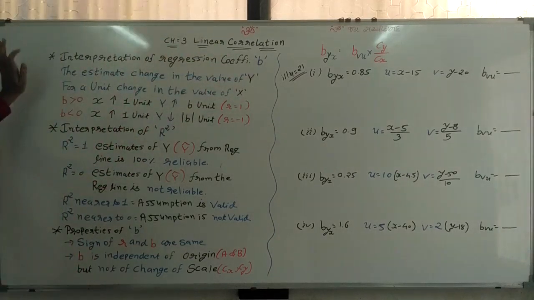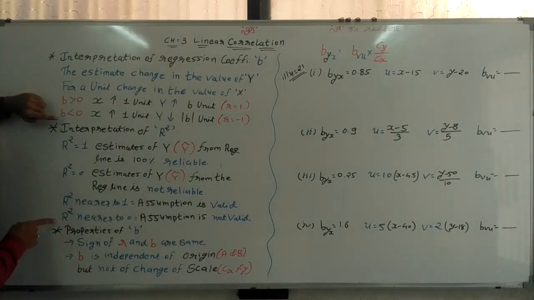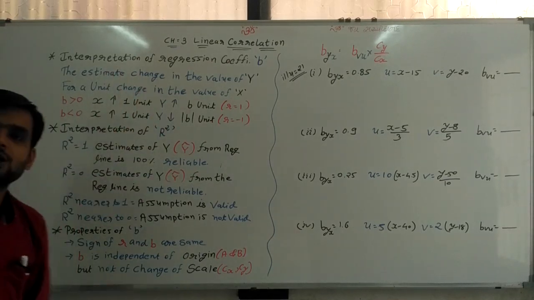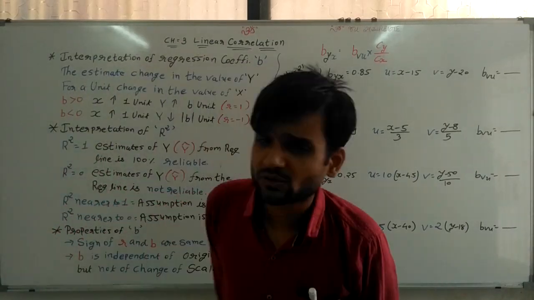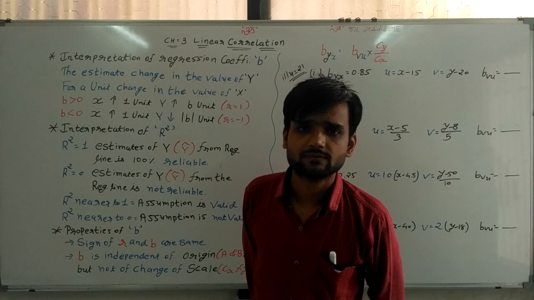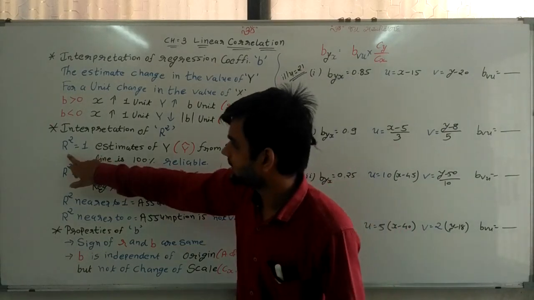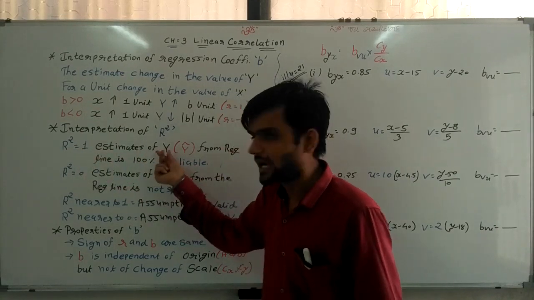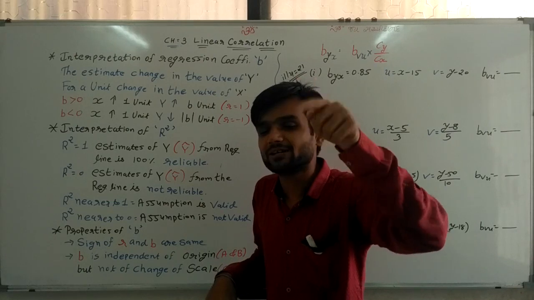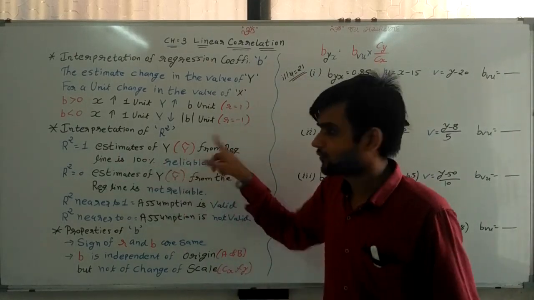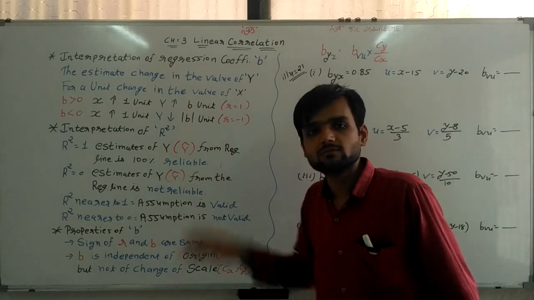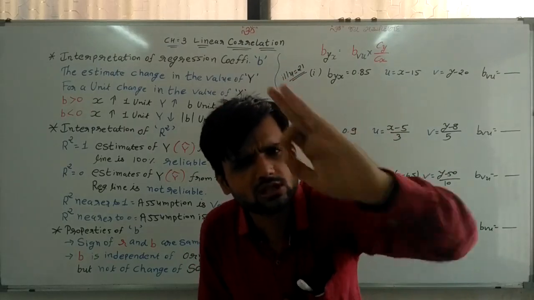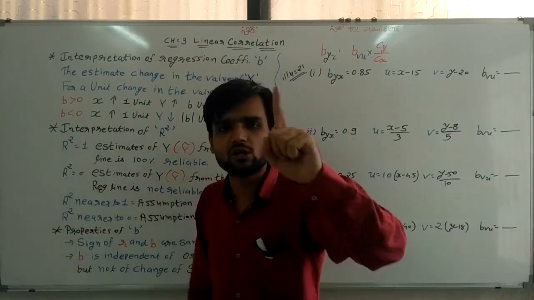Now talking about r square. Interpretation of r square. R square is the coefficient of determination. Suppose r square is equal to 1. Then the estimated value of y, that is y cap, from the regression line is 100% reliable. Whatever we are estimating using the regression line is a 100% reliable value if r square is equal to 1.